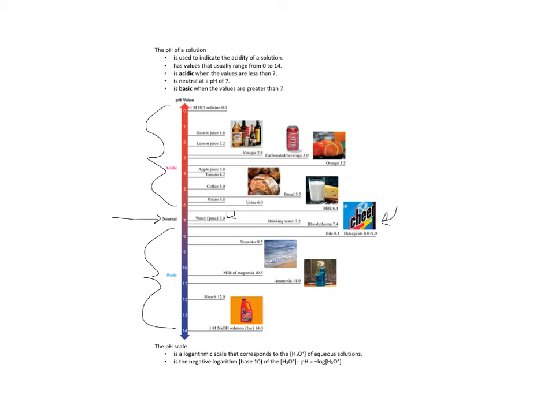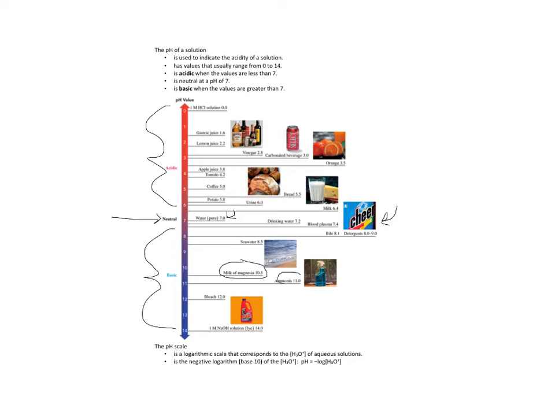Seawater is basic. Global warming has caused the pH of the oceans to drop a little bit, which is not a good thing, right? Seawater should be basic. Milk of magnesia is a substance that helps treat heartburn. So since heartburn is caused by acid in the stomach, you want a base which will help neutralize that acid. So milk of magnesia, which is an old-time heartburn remedy, is very basic.